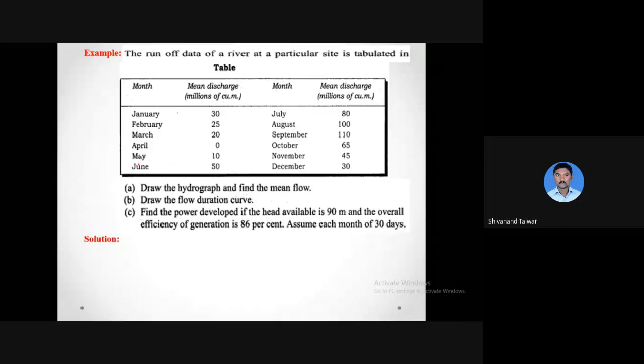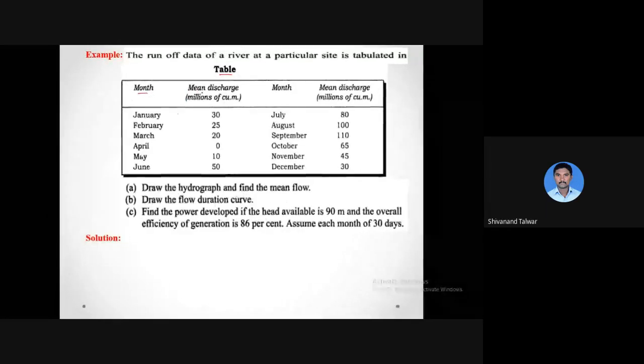Here, the runoff data of a river is given at a particular site. The table shows the month and mean discharge. The mean discharge is in terms of millions of cubic meter. For January, the data shows 30 million cubic meter. Similarly, February is 25, March is 20, April is 0, and May is 10.